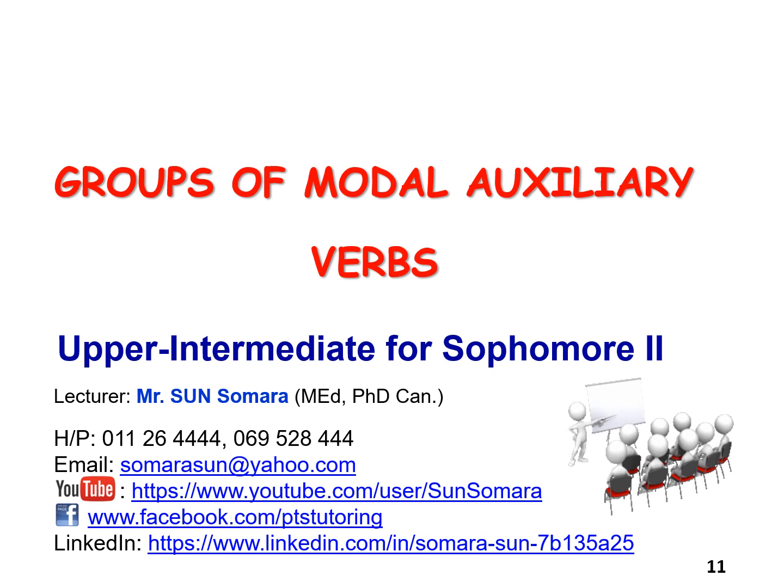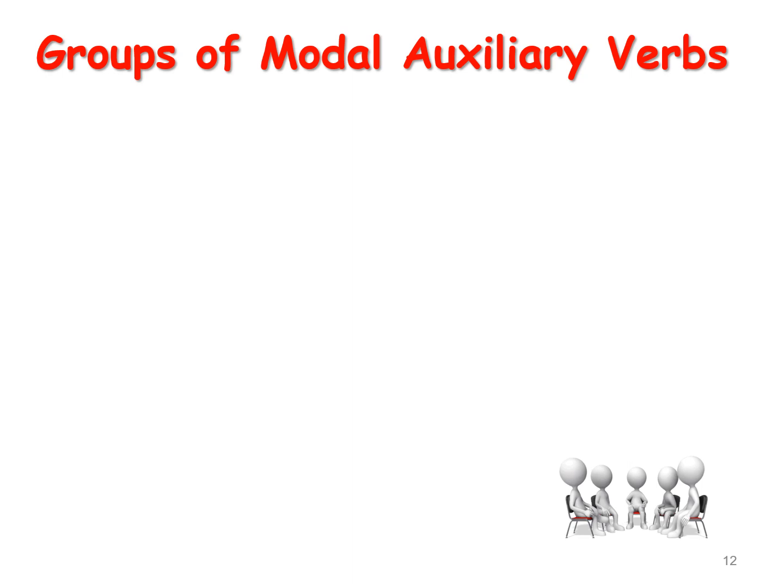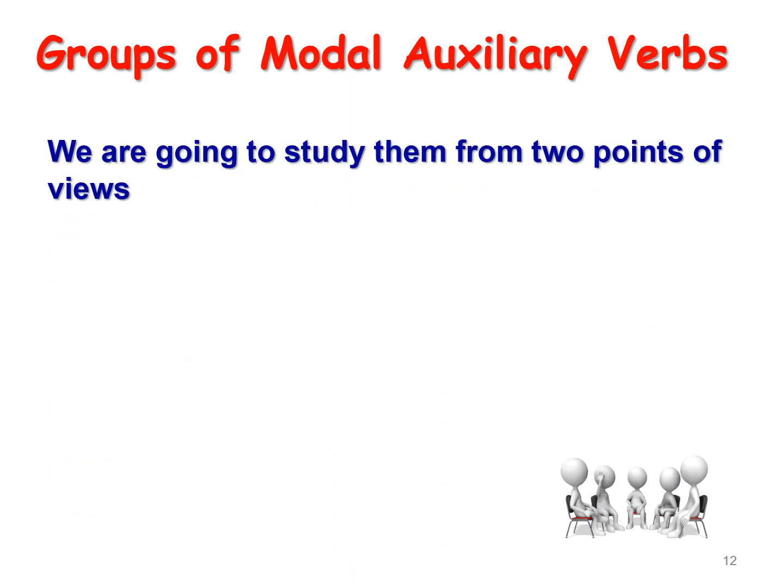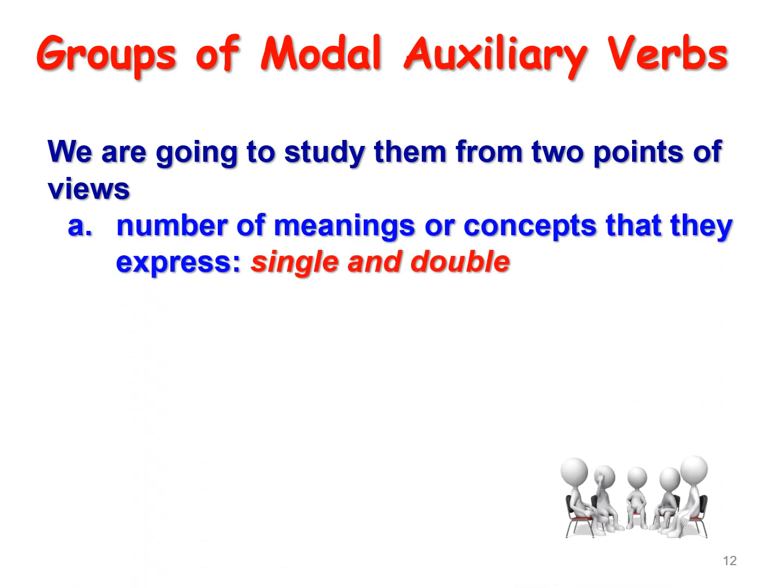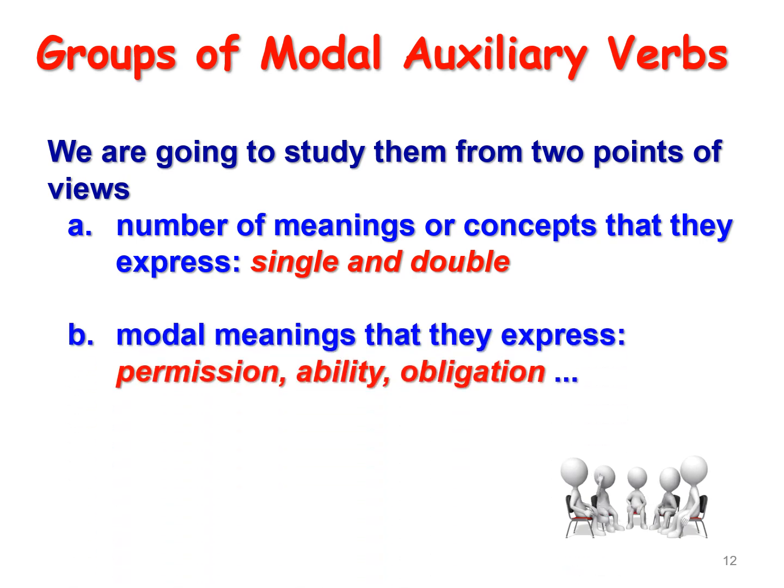So what are they? How can we group them? We are going to study them from two points of view. Here, the first is the number of meanings or concepts that they express, single or double concepts. The second one is the modal meanings that they express, like permission, ability, obligation, and so on. We're going to discuss all of them in detail in the following slides.